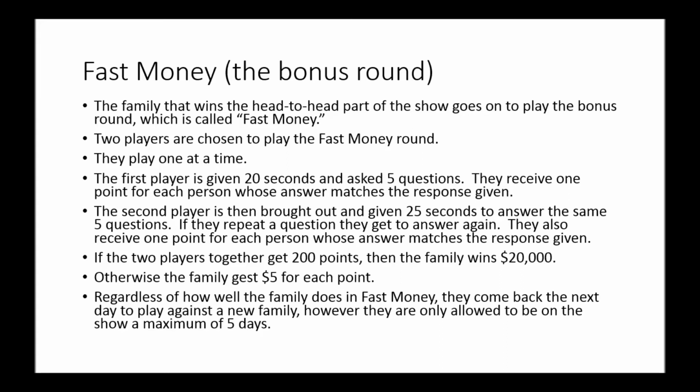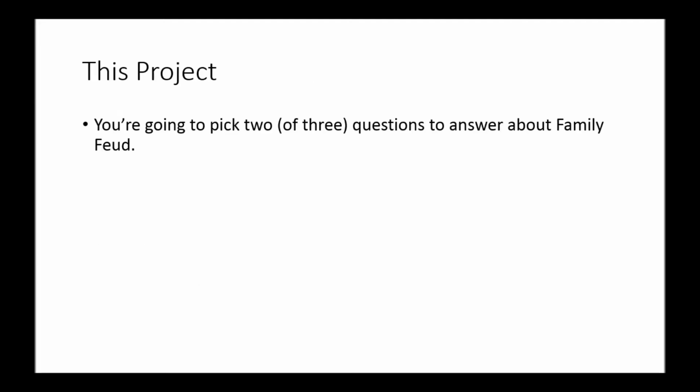Regardless of how well the family does in fast money, they come back the next day and play again. They play the normal game show again. So if they get to fast money, even if they don't win the $20,000, even if they do win the $20,000, they come back the next day with the stipulation that a family can only be on the show 5 days. They can play 5 days in a row. If they win the normal game and get to fast money the 5th day, they're given a car or something, but then they're done. So they can only play up to 5 days.